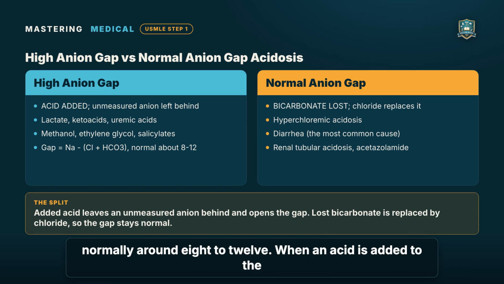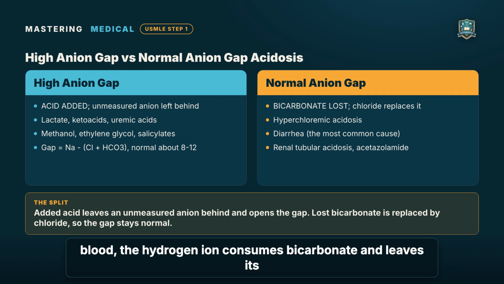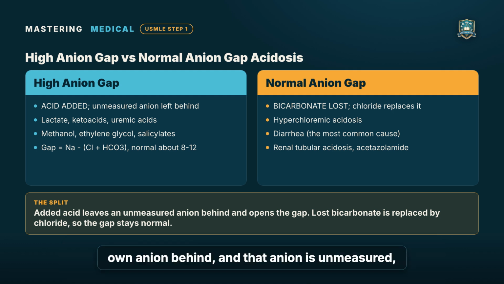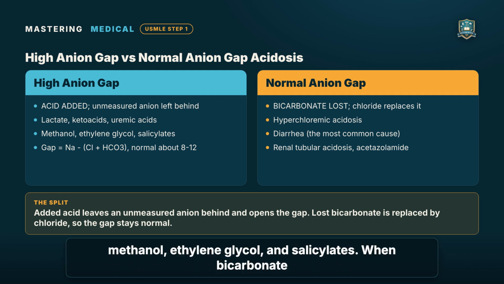When an acid is added to the blood, the hydrogen ion consumes bicarbonate and leaves its own anion behind, and that anion is unmeasured, so the gap opens. Think lactate in lactic acidosis, keto acids in diabetic or alcoholic ketoacidosis, retained acids in kidney failure, and the toxic ingestions: methanol, ethylene glycol, and salicylates.